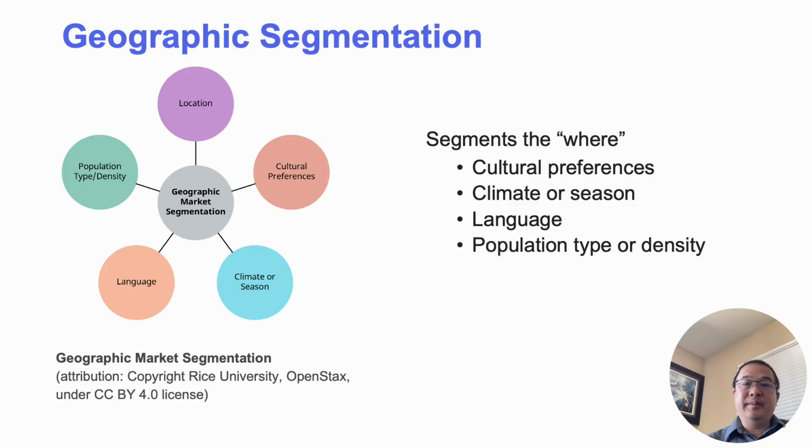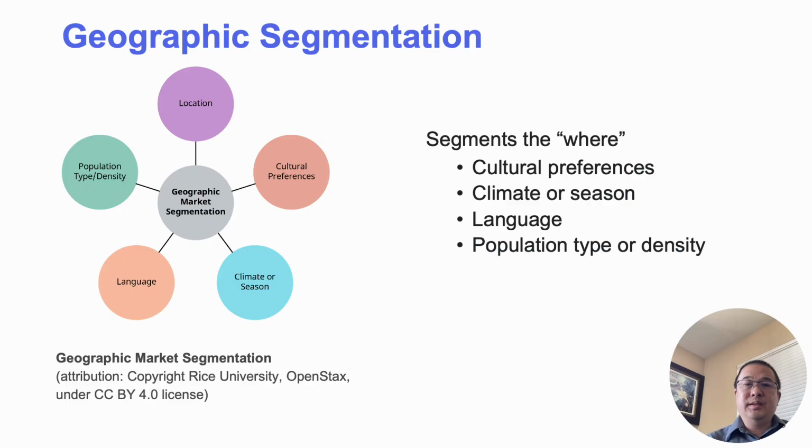Number 3, the climate or season. Weather affects what customers buy. Examples are winter coats in Alaska, swimsuits in Florida, umbrellas during rainy seasons. As an example, Starbucks promotes hot coffee during winter and cold frappuccinos during the summer. Number 4, language. Marketing messages should match the customer's language. Examples include English, Spanish, Chinese, French. As an example, Apple's website is available in many languages to reach customers worldwide.